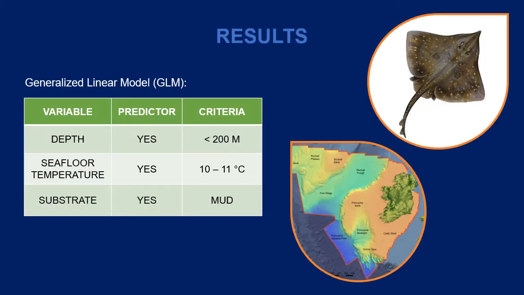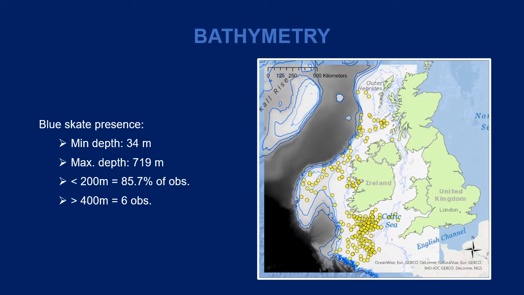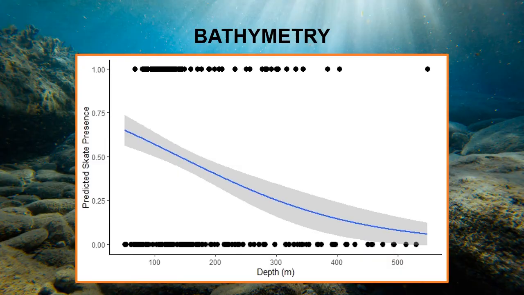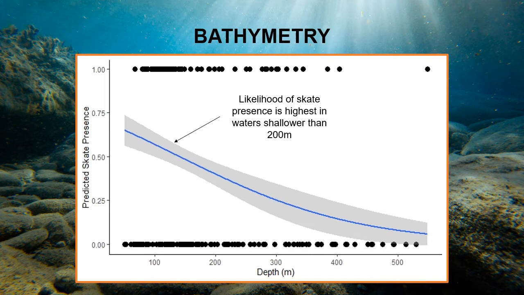The GLM found that all three predictors influence distribution, and we will look at each one individually. Water depth was a significant indicator, with nearly 86% of skate recorded in waters shallower than 200 metres. Only 6 observations were in waters exceeding 400 metres. The analysis showed that skate are most likely to occur in waters under 200 metres, and the probability of presence drops below 0.25 soon after.